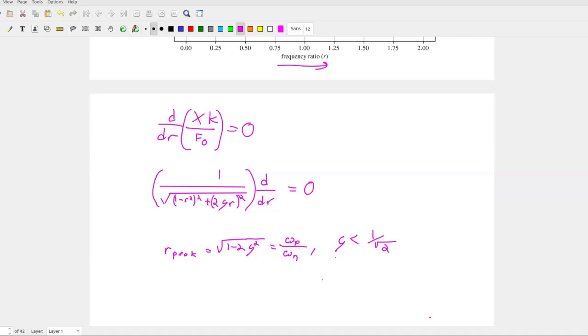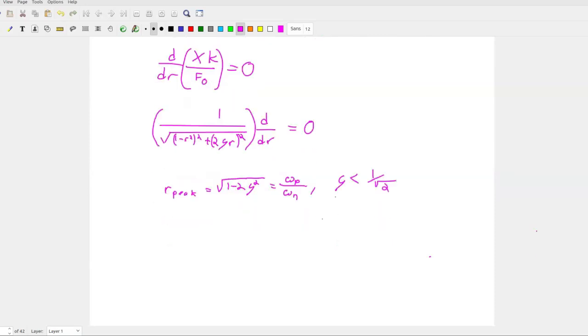That's kind of a common exam question, is what is r peak? And then make sure you would write, well, it's the square root of 1 minus 2 zeta squared, but that's only true when zeta is less than 1 over the square root of 2. Because what's the peak when it's more? It's 1, right? It's r peak is 1. The value is 1, and it's at r equals 0.